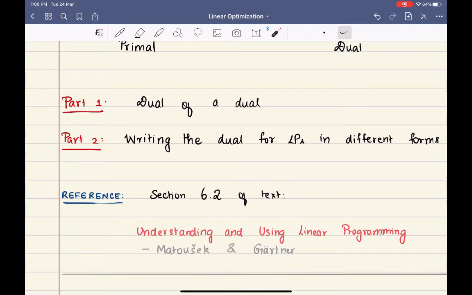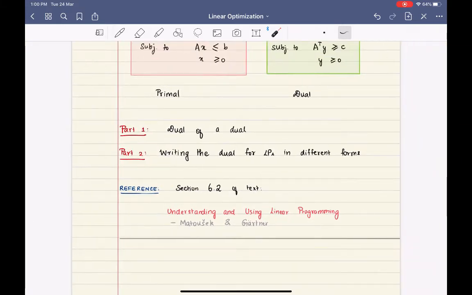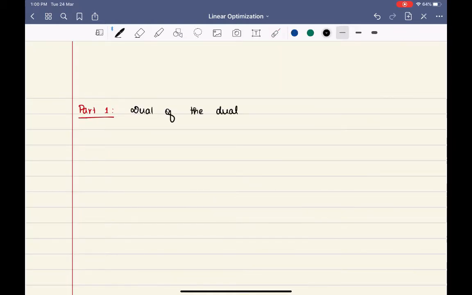The reference for this video is section 6.2 of the text. So let's start with part 1. Dual of the dual. So we have this LP: minimize B transpose Y, subject to A transpose Y bigger than or equal to C, Y bigger than or equal to 0.